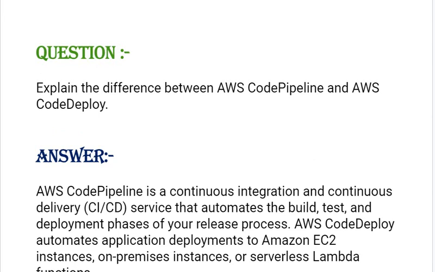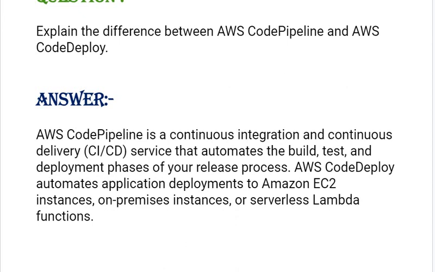Our next interview question is, explain the difference between AWS CodePipeline and AWS CodeDeploy. Your answer should be: AWS CodePipeline is a continuous integration and continuous delivery, CI/CD, service that automates the build, test, and deployment phases of your release process. AWS CodeDeploy automates application deployments to Amazon EC2 instances, on-premises instances, or serverless Lambda functions.